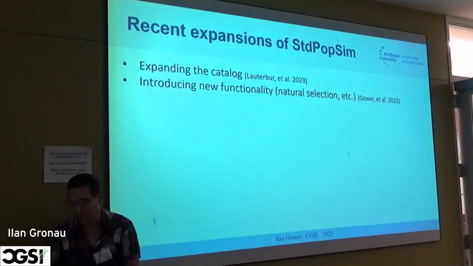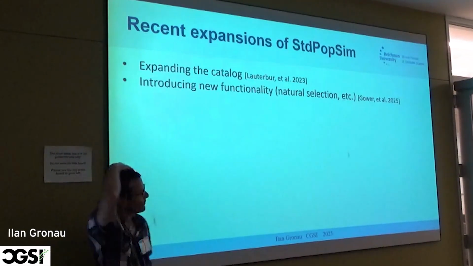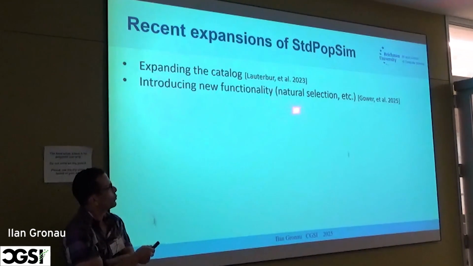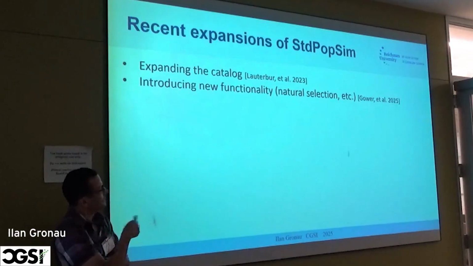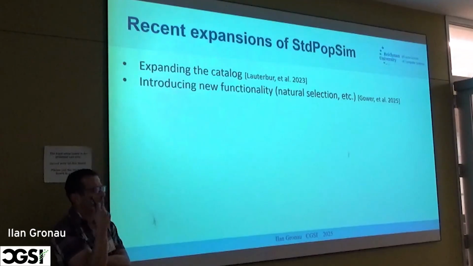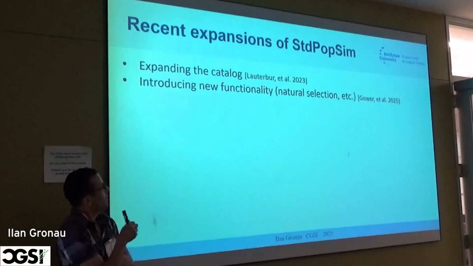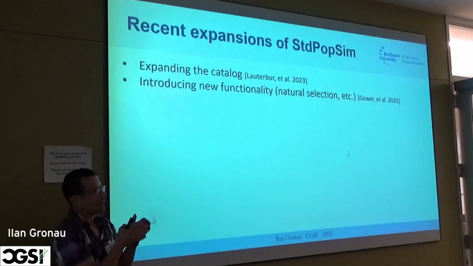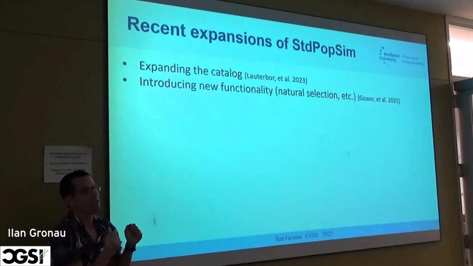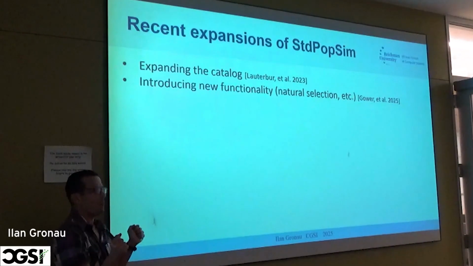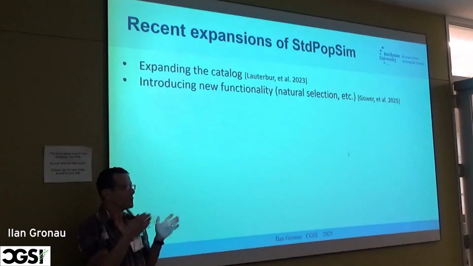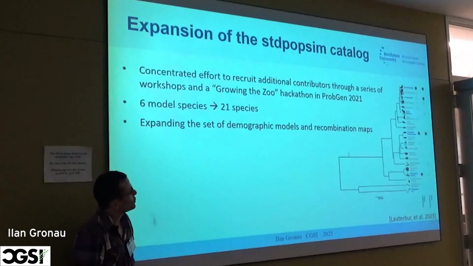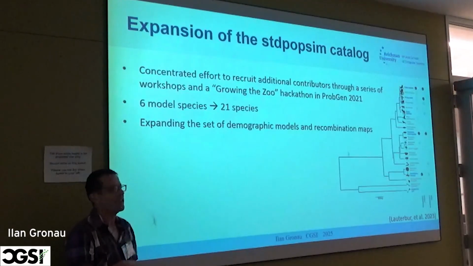Okay, I'm pretty much out of time, so I will just mention the two. I won't have time to go too much into recent progress, but we made two milestones since the initial publication of stdpopsim in 2020. One was to focus on expanding the catalog. The first generation of stdpopsim focused on a few model organisms and the most popular models that people used for human, Drosophila, and Arabidopsis, I think. And then the second stage was to expand the catalog for many more organisms and models.